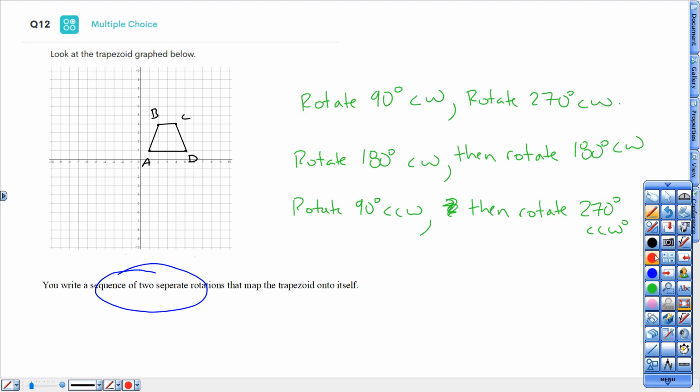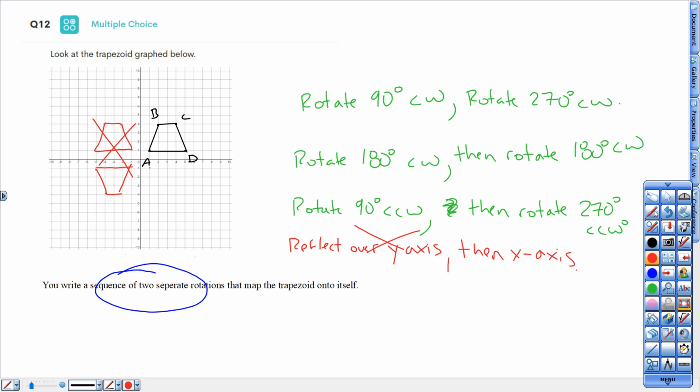Here are some bad ones. Bad ones would be like reflect over y-axis, then x-axis. Let me show you why that one would be bad, because if I reflect over that y-axis, it's going to be something 1, 2, 3, 4, something similar to this right here. And then if I reflect that over the x-axis, then that ends up down here. So you can see that doesn't work.